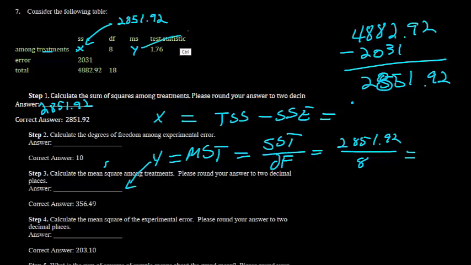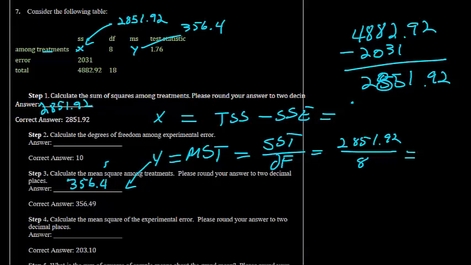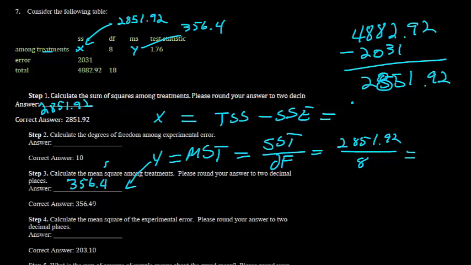356.4. So y then becomes 356.4, in this case 49.2 decimal places. You're going to want to make sure we're not rounding. I think my calculator is doing something funny. Let's back up to step 2 real quick.